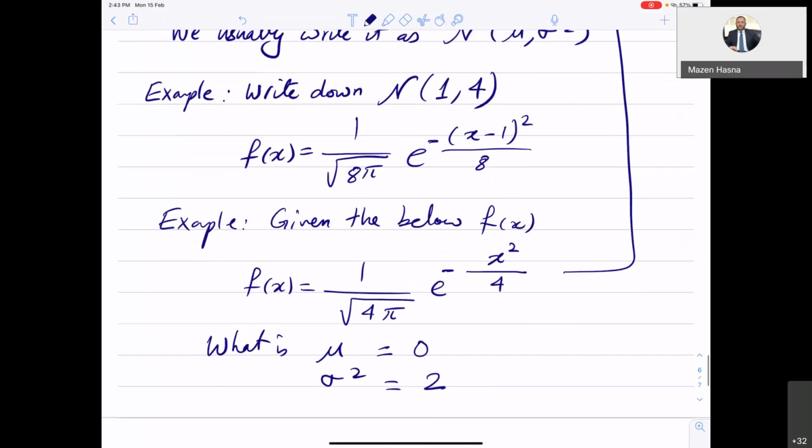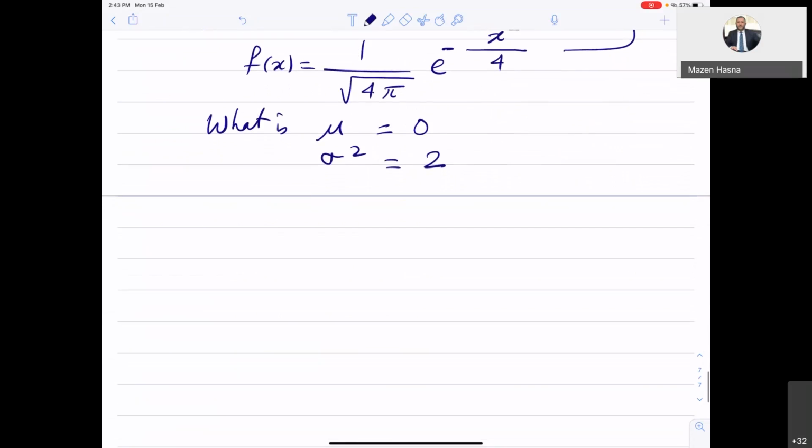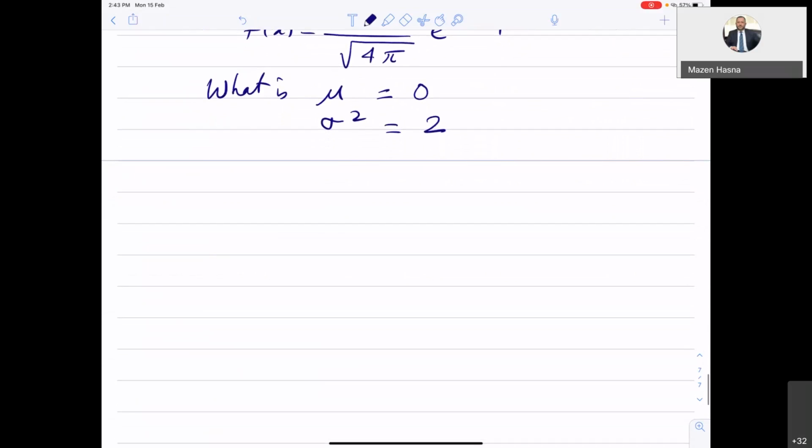How does the normal distribution look? It has a shape like a bell.